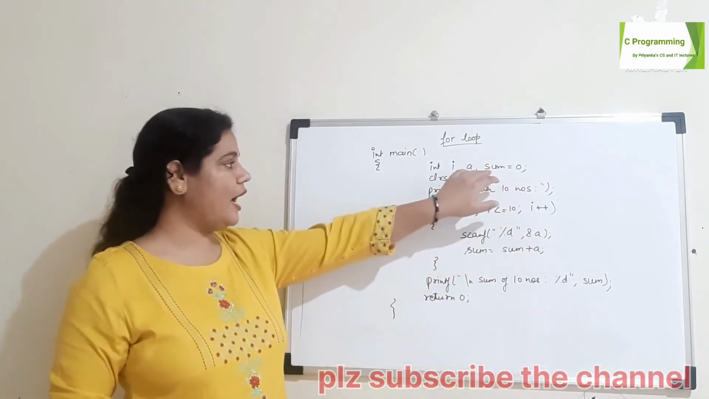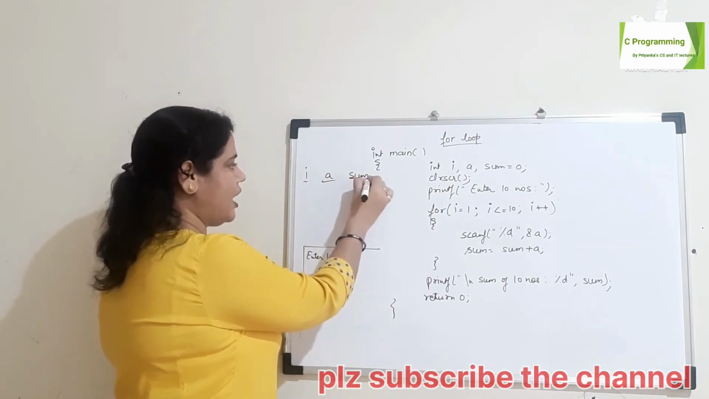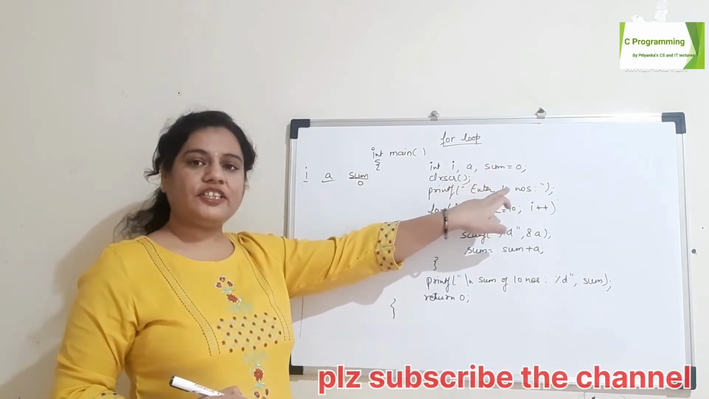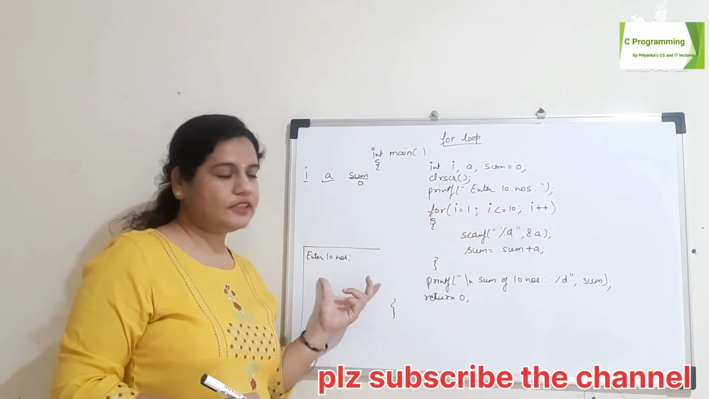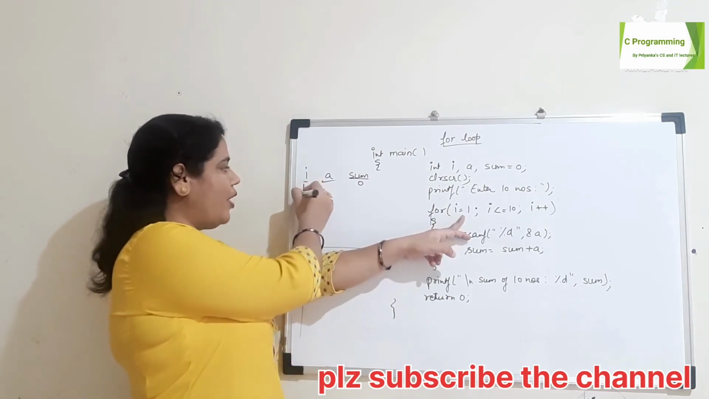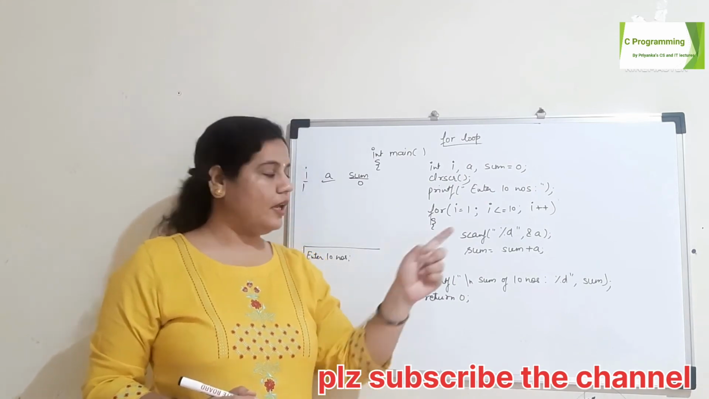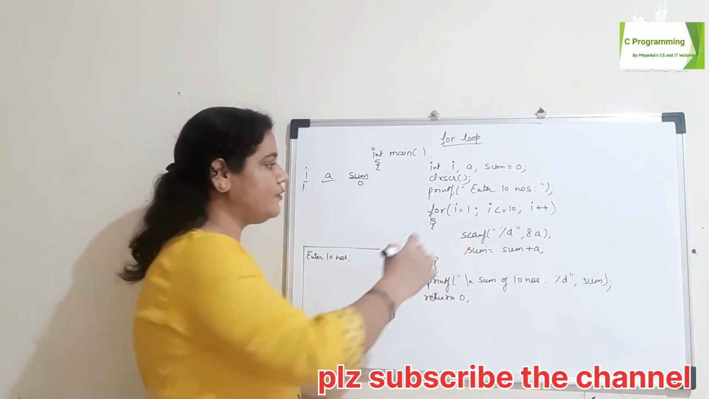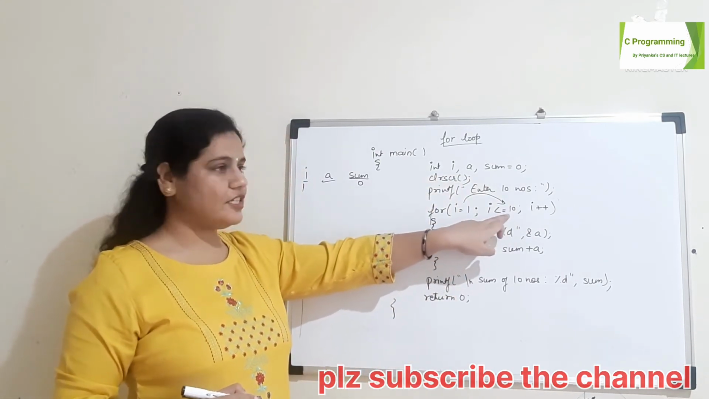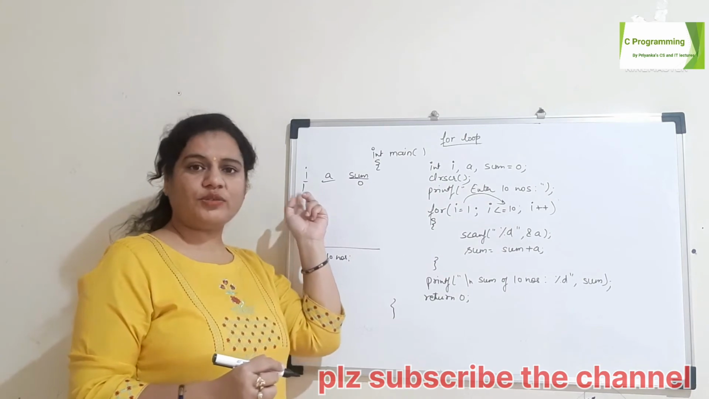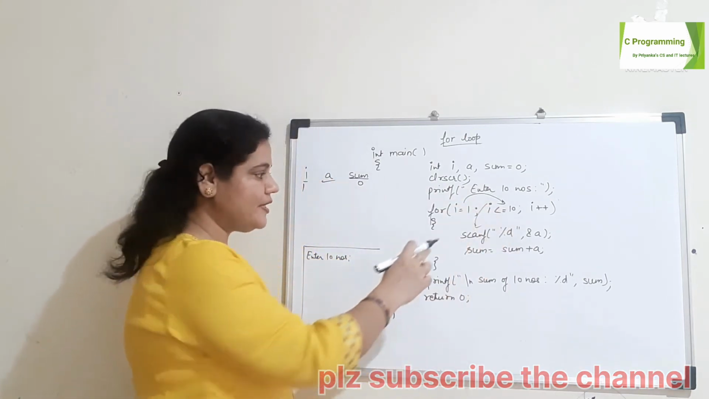Look now, we have 3 variables, i, a, and sum, which is having 0. Enter 10 numbers. First of all, this statement will execute and print enter 10 numbers on the screen. For i equal to 1, the initialization part will execute only once in a for loop. Then after that, it will check the condition, i less than equal to 10. The value of i is less than equal to 10? Yes, it is true. Then it will come inside the body of the loop and scan the value.